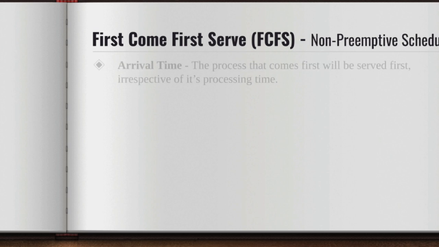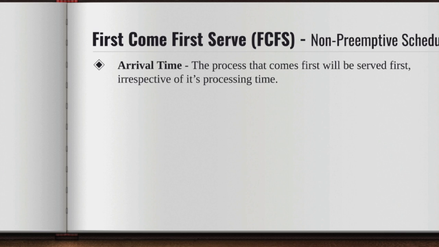Now in this algorithm, the criterion is the arrival time. So the process that comes first will be served first, irrespective of its processing time. Let's say there are two processes, P1 and P2, and one has a higher processing time than the other. It doesn't really matter what their processing time is. It's not that just because one process has a higher processing time, it will be executed later. The straightforward rule is that whatever comes first will be served first, which means whichever process comes into the ready queue first will go into the running state first.